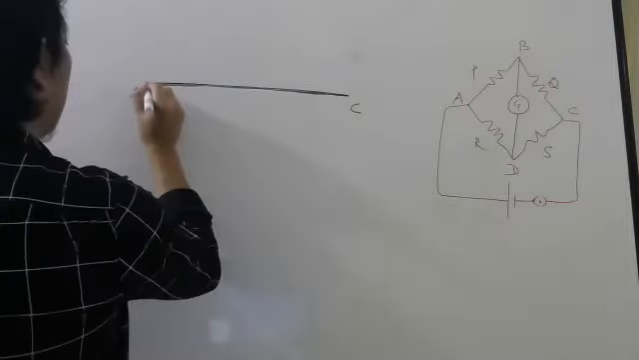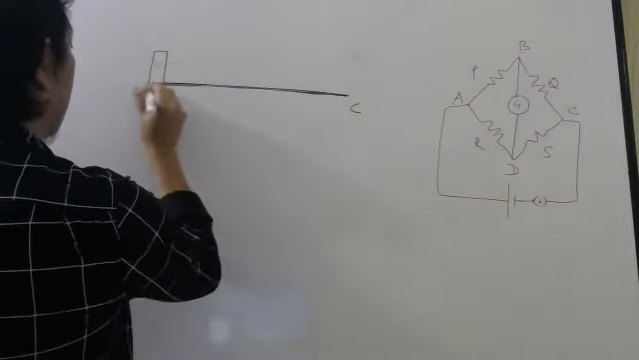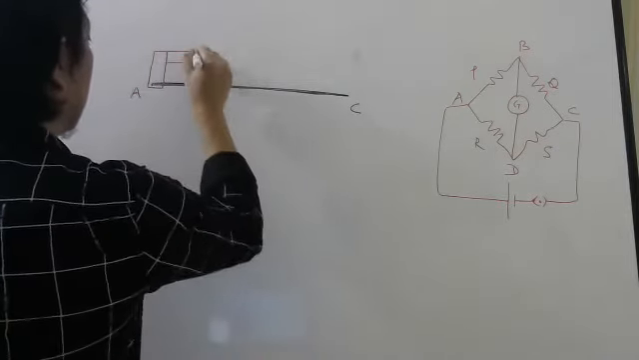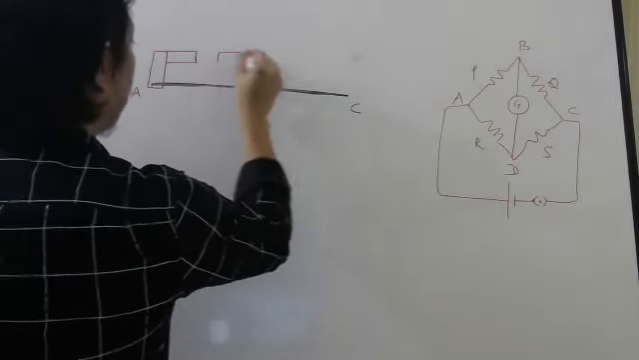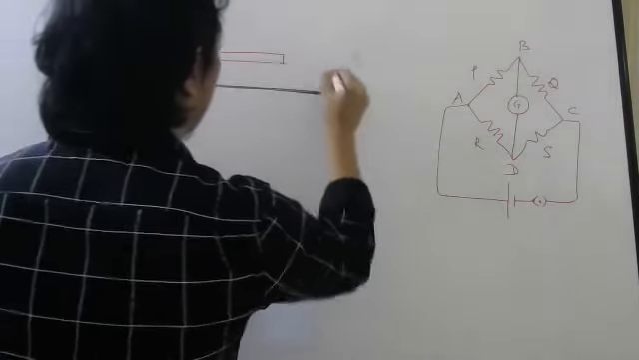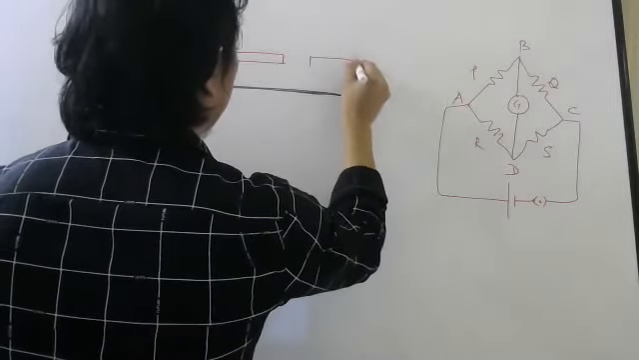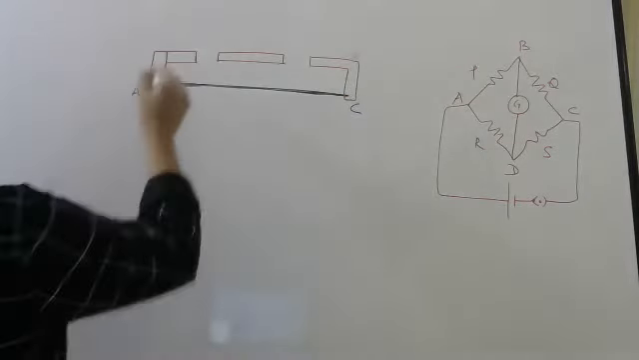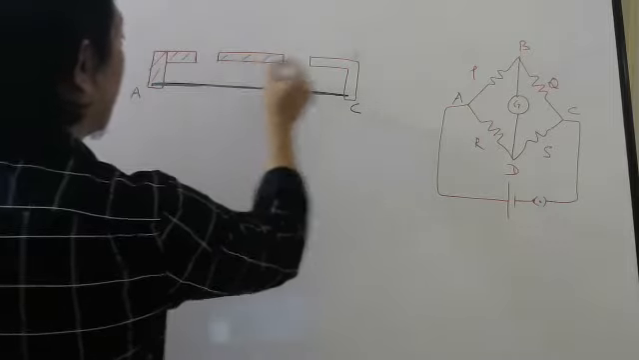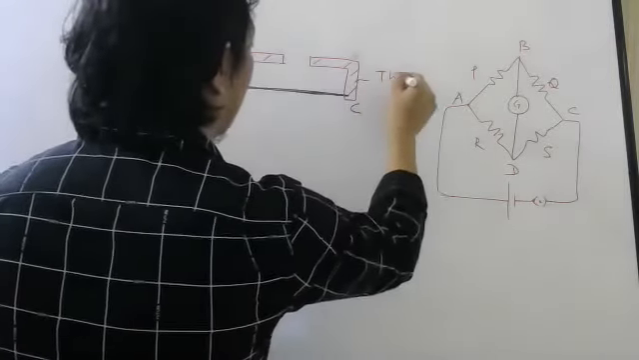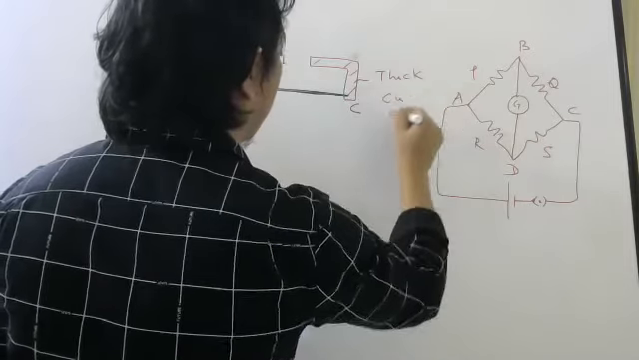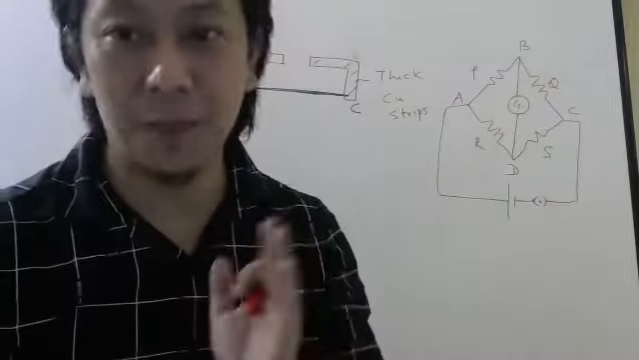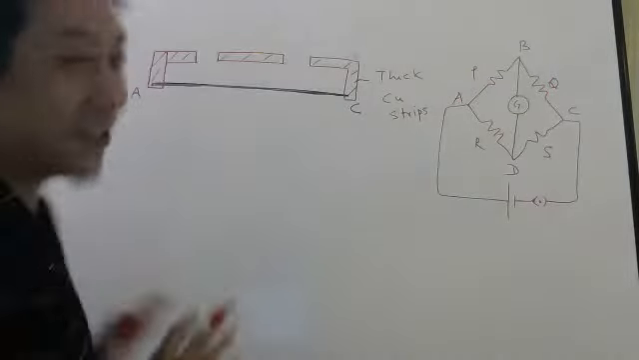Now we will have some circuit like this. Let me first draw it, then I will explain. So these are your thick copper strips. They will ask you why we are using thick copper strips. I will answer. First, you try to see the circuit diagram.